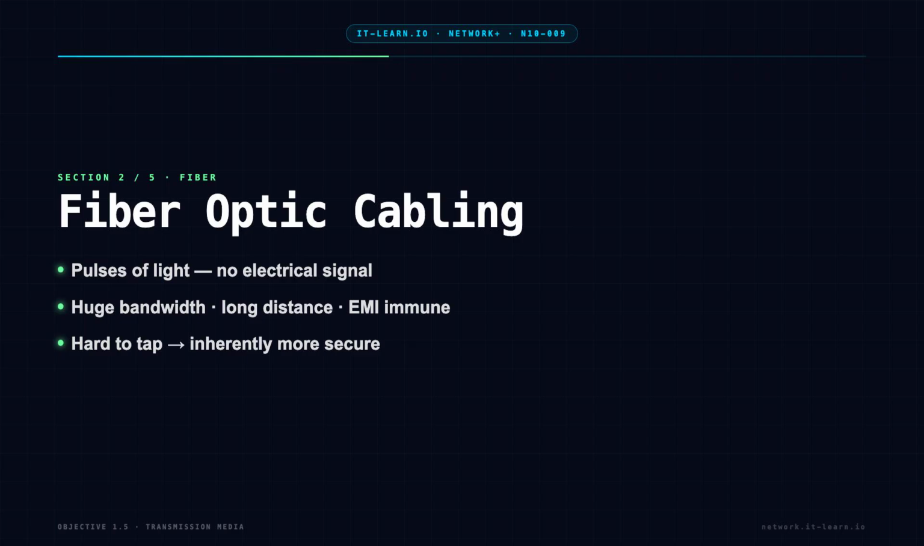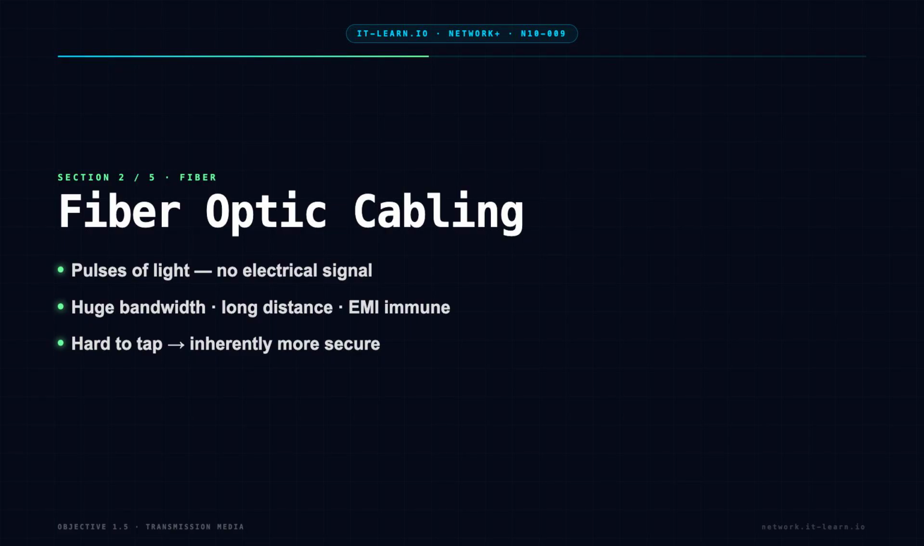Fiber optic cables transmit data using pulses of light rather than electrical signals. This gives fiber several advantages over copper, including much greater distances, higher bandwidth, immunity to electromagnetic interference, and increased security since fiber is very difficult to tap. There are two types of fiber optic cable, single mode and multimode.